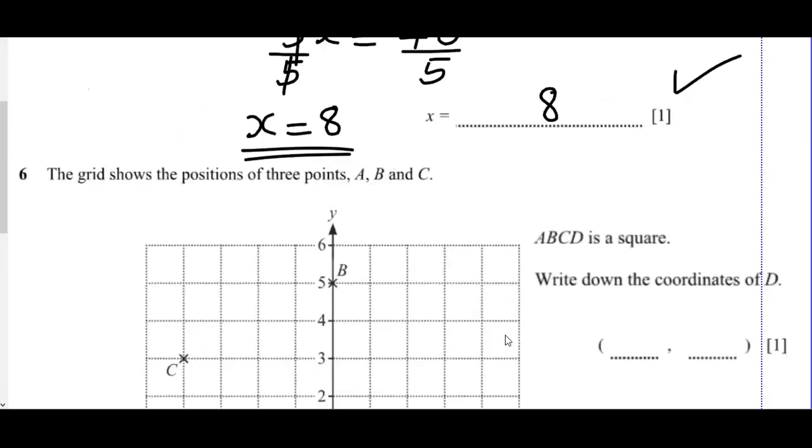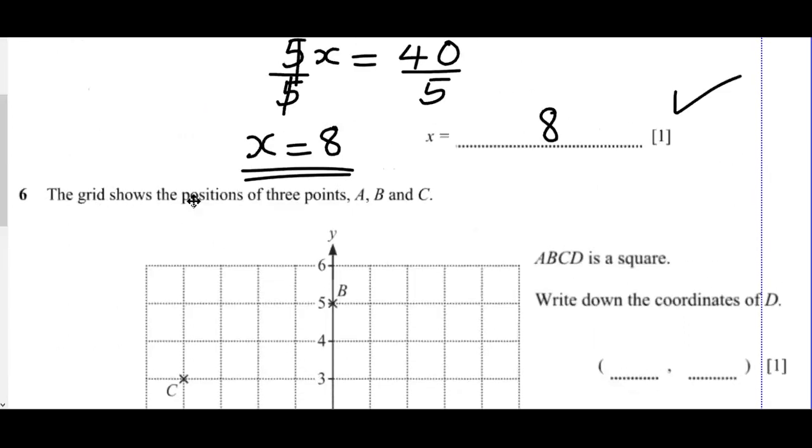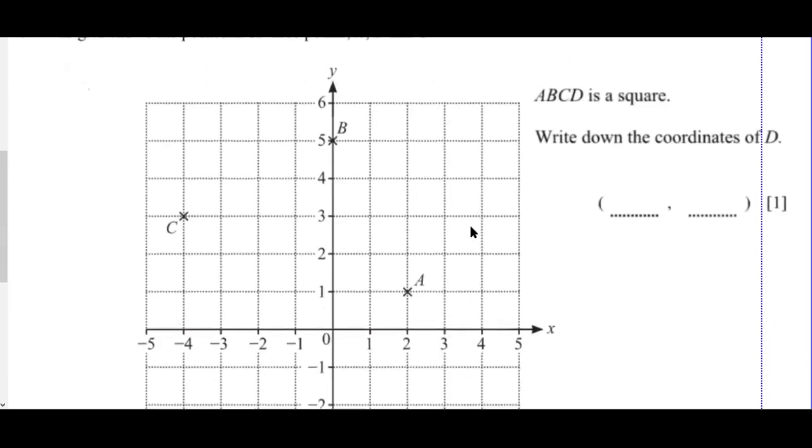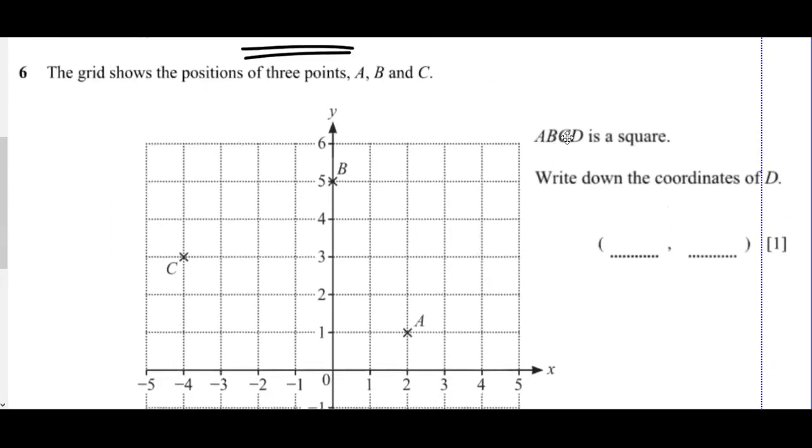The grid shows the positions of 3 points A, B, and C. Now, the question says ABCD is a square. Write down the coordinates of point D.